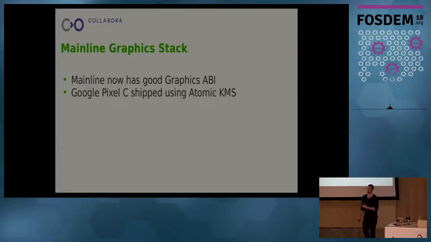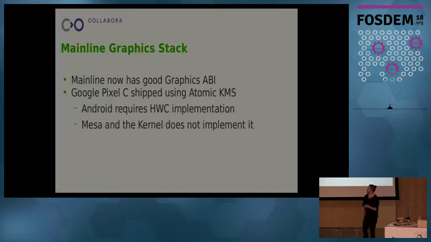So they actually needed something to implement this HWC API, because there's nothing in the open source stack that implements it. Like Mesa doesn't implement it, the kernel does definitely not implement it, so something has to implement it. And what they came up with, or rather Sean Paul at Google came up with, was DRM Hardware Composer. And it's a hardware composer built on top of the normal, everyday Linux desktop stack.